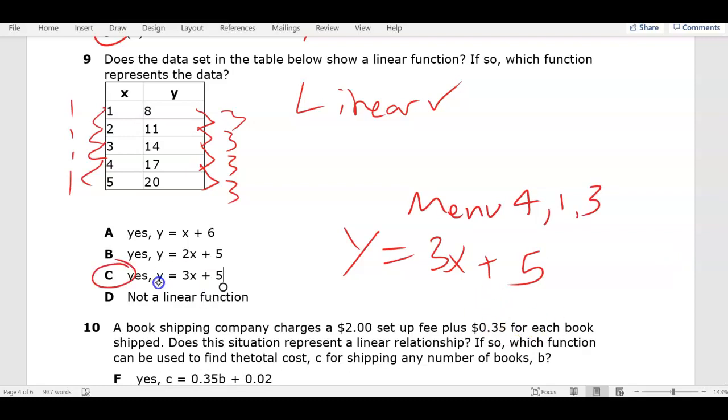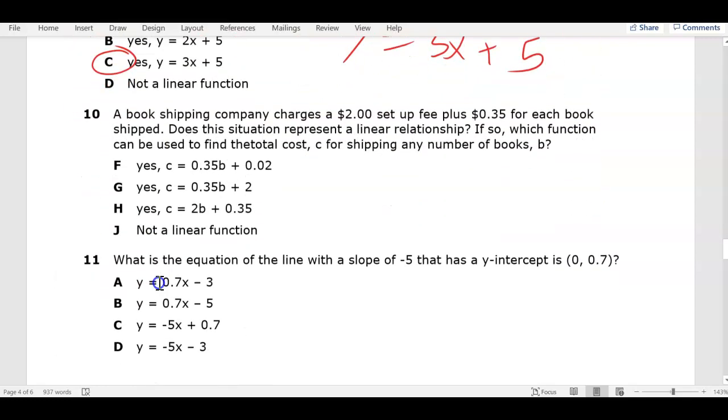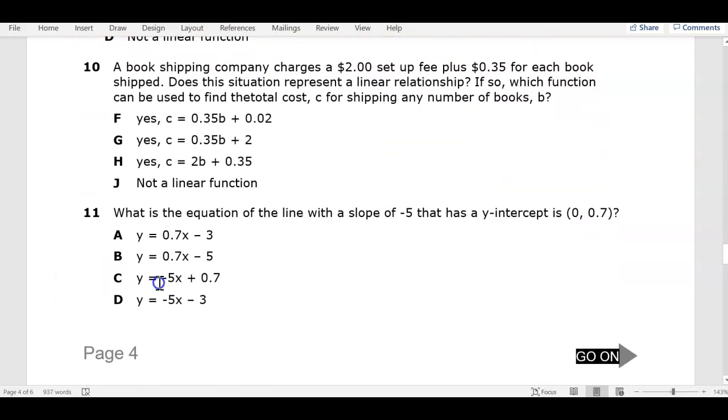That's great. Okay, book shipping company has a $2 setup fee. Okay, that happens once. And 35 cents for each book. That changes. Okay, so I can already tell you without reading the rest of this that this is my slope because it has that each. For each book, it's a changing amount. But you set up a fee once. Okay, that's your b, your y-intercept.